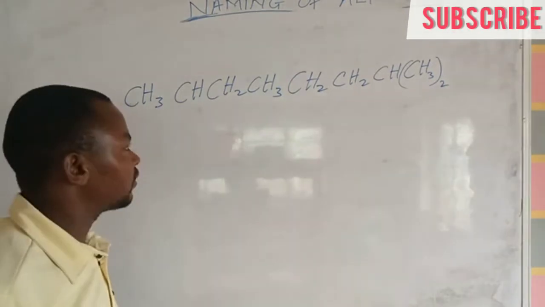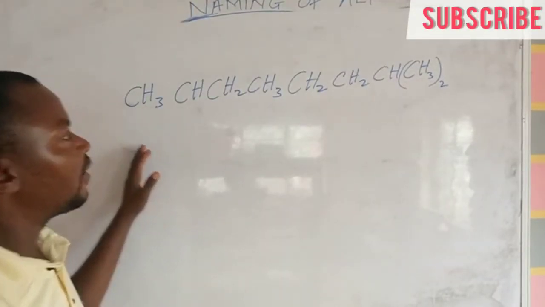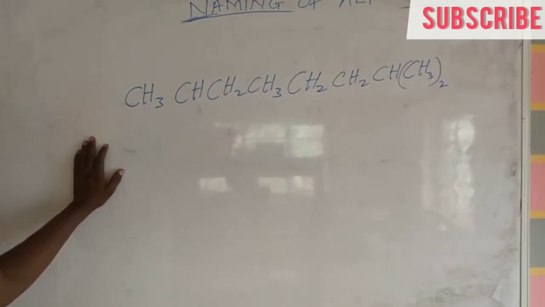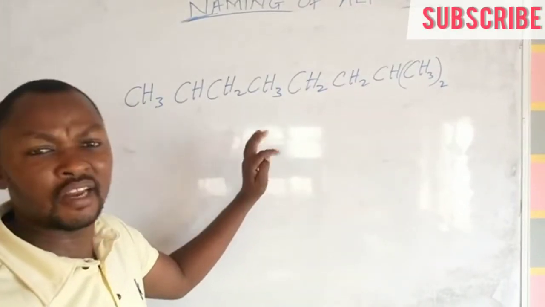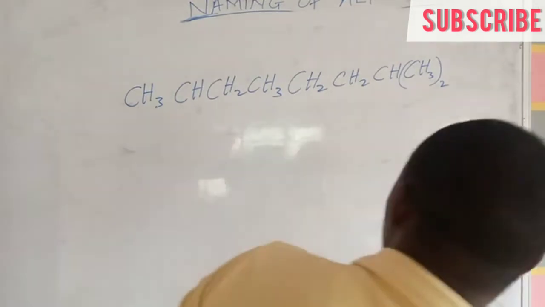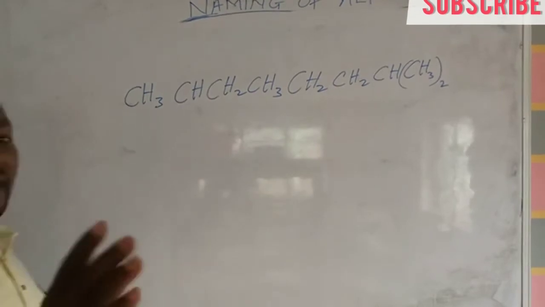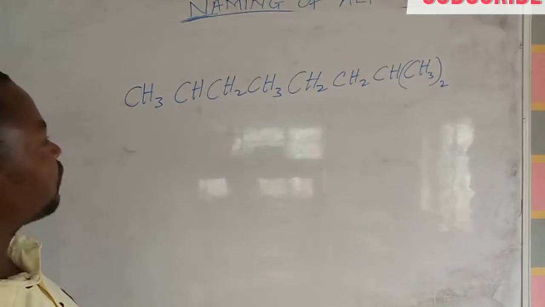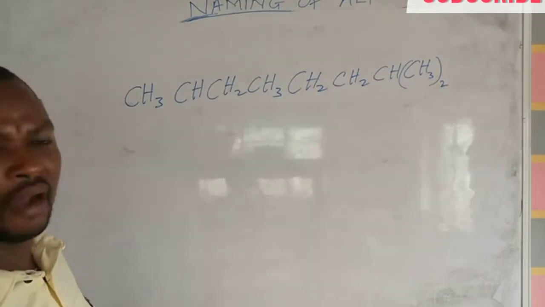Don't forget that we have 2 types of saturated compound, or even unsaturated. So we have 2 types. We have acyclic and what? We have acyclic and cyclic. So what we are dealing with now is acyclic because it's not in a cyclic form. So look at this. If you want to name this, acyclic is divided into 2. I said in the former video, acyclic is divided into 2. We have straight chain and branch chain.